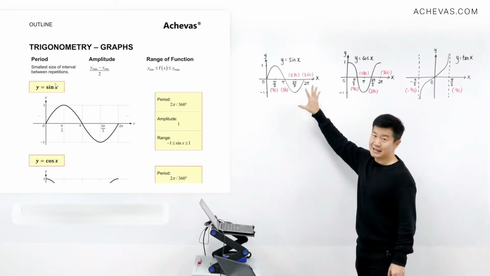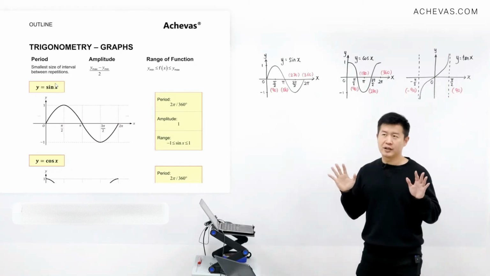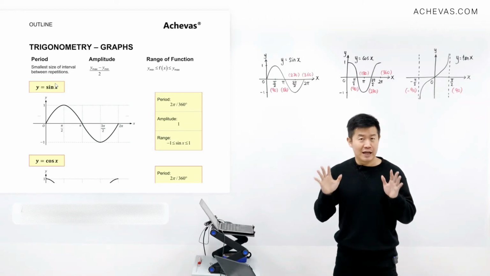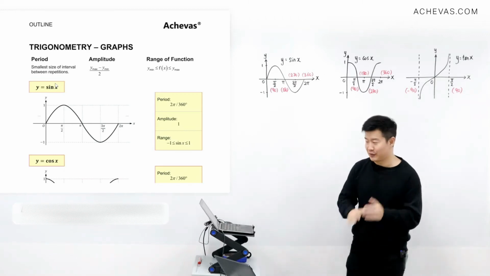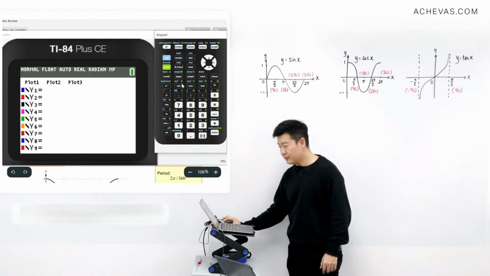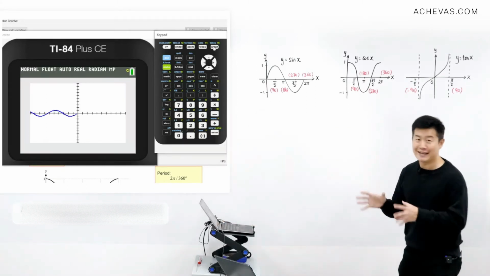Because for what we are seeing here, okay, let's say we look at the sine function. What we are seeing here is not the full sine function, not the graph of the full sine function. Let me now show you the full graph of the sine function. I'm going to make use of my graphing calculator. I'm going to attempt to plot the graph of sine x. Let's take a look at the graph. The graph looks like this.